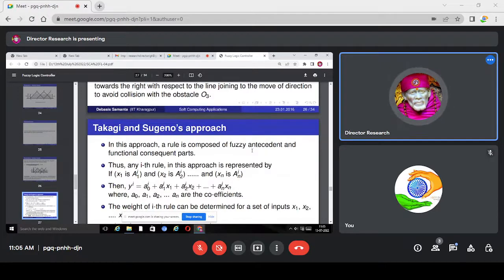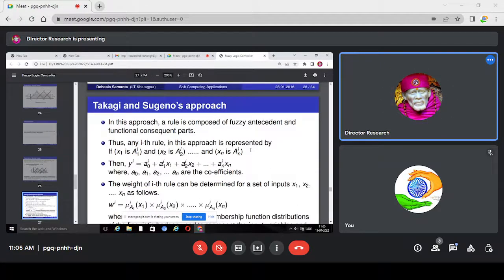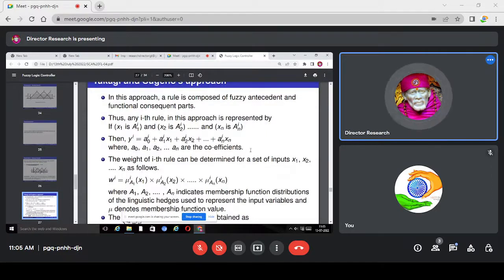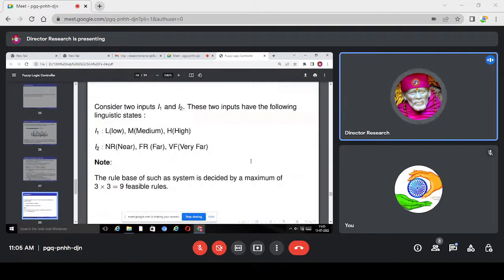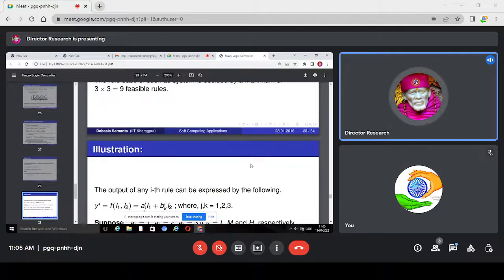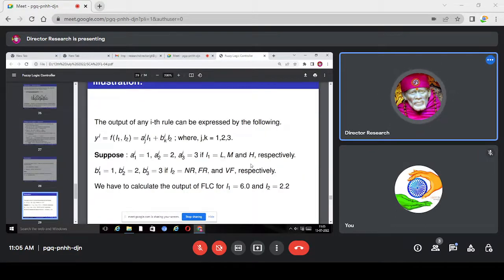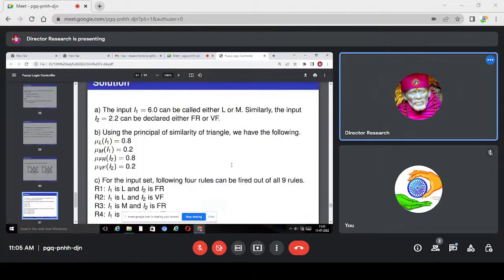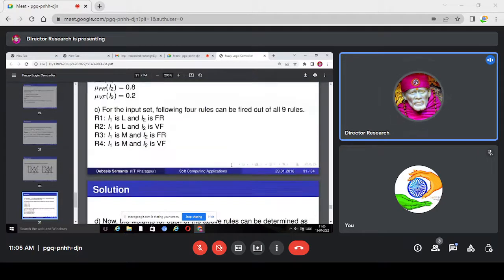The next one is in this approach: the rule is composed of fuzzy antecedent and functional consequent parts. Consider two inputs with the following linguistic states. I1: low, medium, high. I2: near, far, very far. The rule base of the system is decided by the maximum of feasible rules. The output of the ith rule can be expressed by the following. You should observe the solution of this problem.